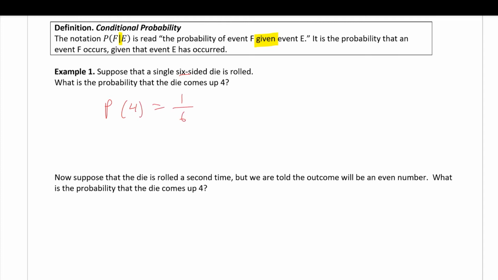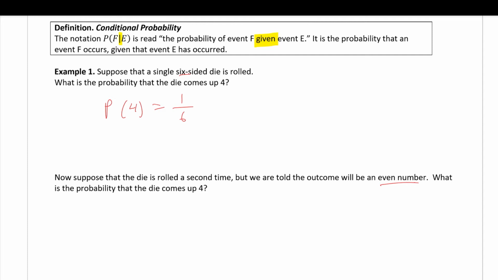Now suppose that the die is rolled a second time, but we're told that the outcome will be an even number. What's the probability that the die comes up 4? So we're already given some information. Let's say, for example, I roll the die, I hide the result from you. I'll tell you, okay, well, it's an even number. Now you tell me what's the probability that it's a 4.